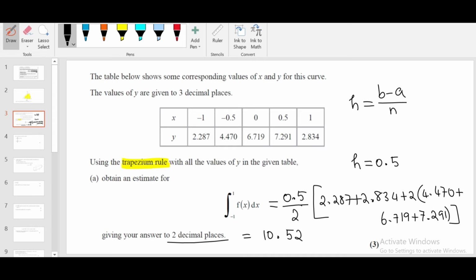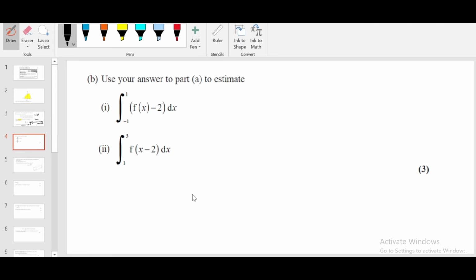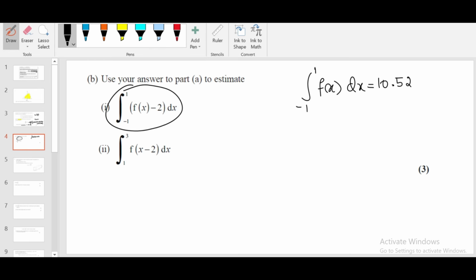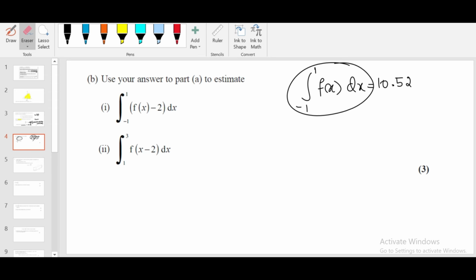That's the trapezium rule. That's an easy 3-mark question. But part b, usually you will get a question like this actually. Use your answer to part a to find this. In part a, we got this answer: the integral from minus 1 to 1 of f of x dx is equal to 10.52. So using that answer, they want you to solve these 2 integrals. So what you need to do, you need to write this in terms of this actually. So you can replace this by 10.52. See how I'm doing it.